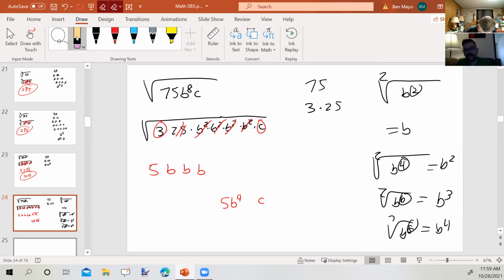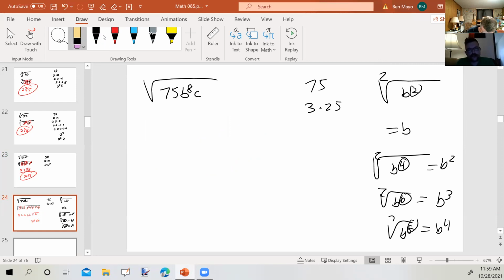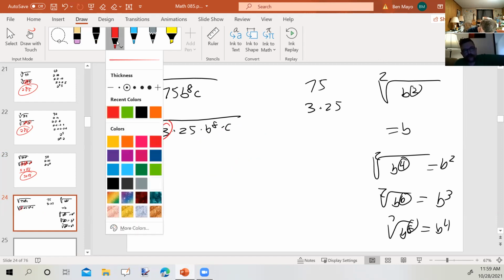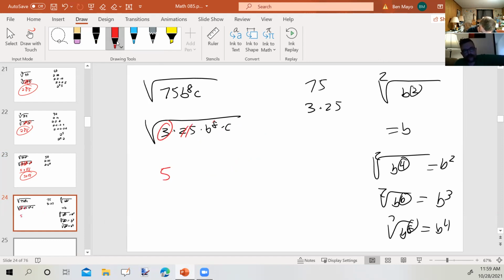So going back, what I could do is this. I could say, okay, this is 3 times 25 times b to the 8th times c. That's not going to go anywhere. That's going to give me a 5 outside. That's going to give me a b to the 4th outside, right? Because 8 divided by 2 is going to be b to the 4th. And then I'm going to have what? The square root of 3c left inside. Okay? See what's going on there? All right.